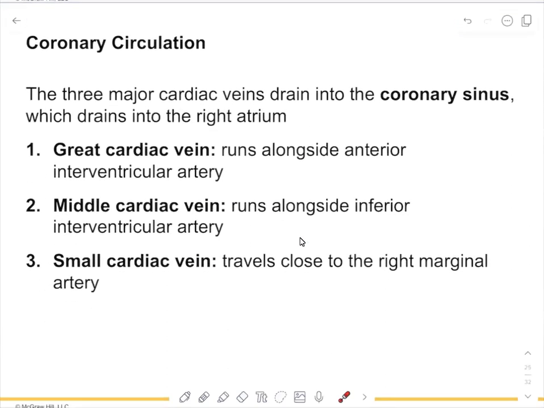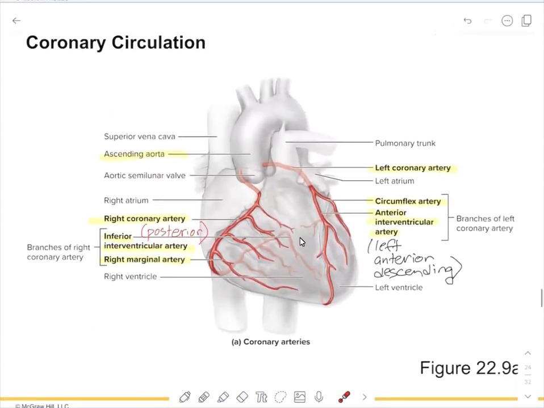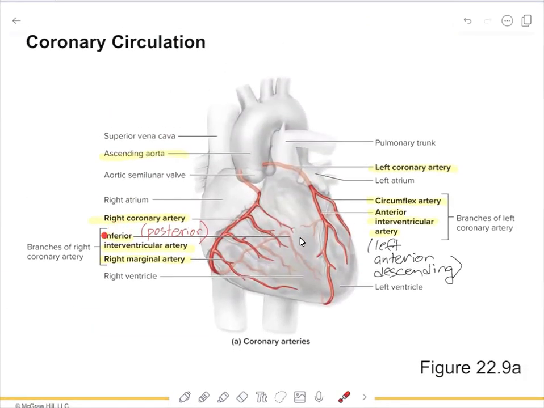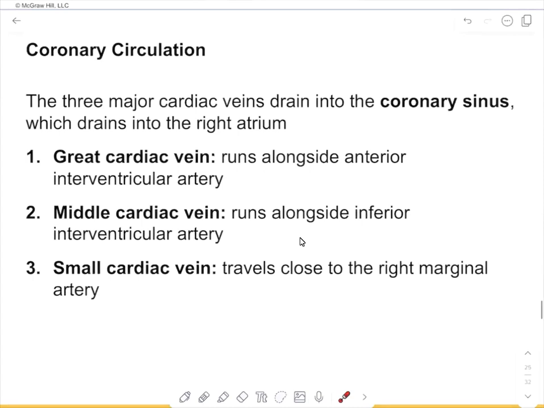The rest of the coronary circulation includes veins now. So we've seen the arteries. It began with the right coronary artery leading into the inferior interventricular artery, as well as the right marginal artery. So there's these three. And then the other three are the left coronary artery leading into the circumflex and the anterior interventricular artery. So we basically had 6 arteries, and there's going to be 4 veins.